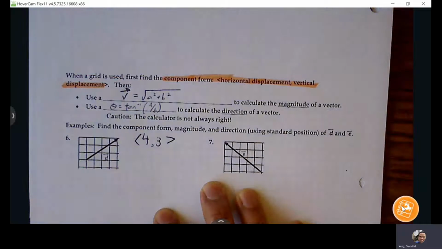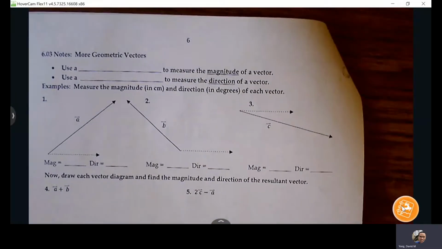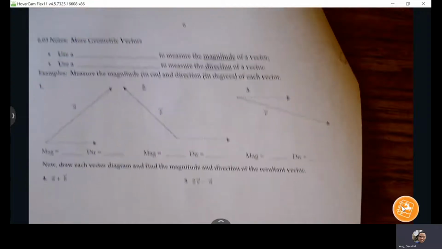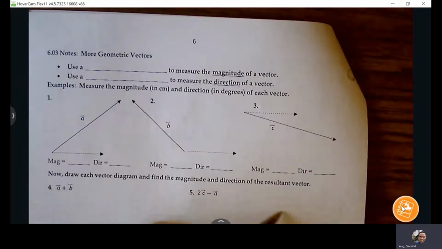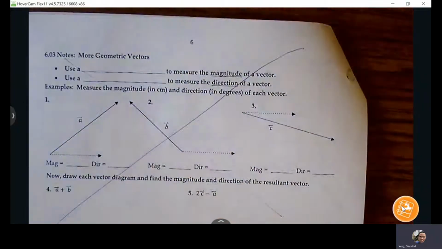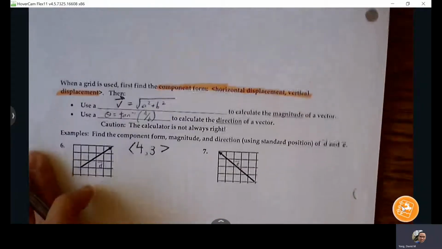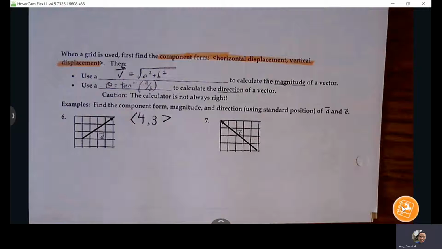Yes, A and B. Oh, this is page 6. Yeah, page 6, and we'll skip the top portion, and we're going to go down to the bottom half. Okay.